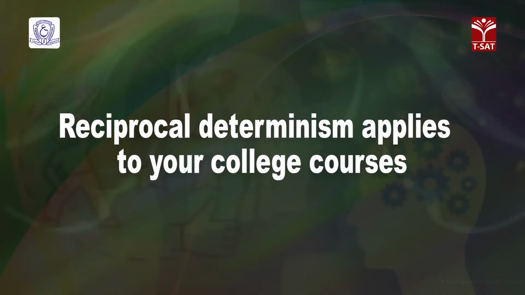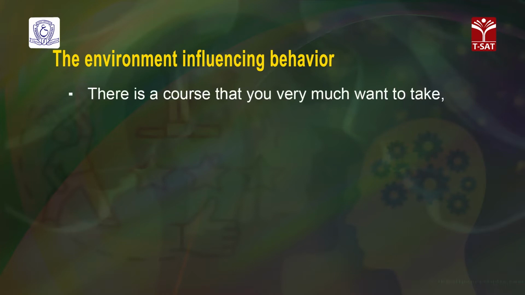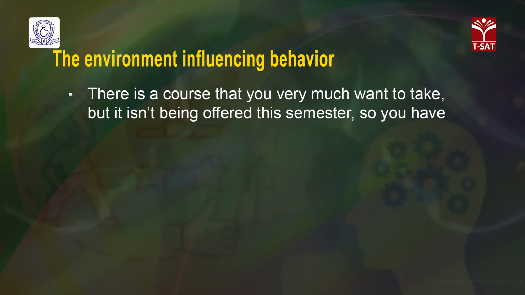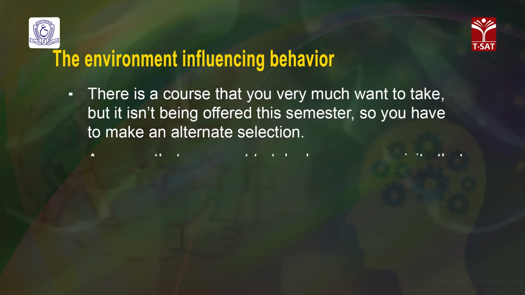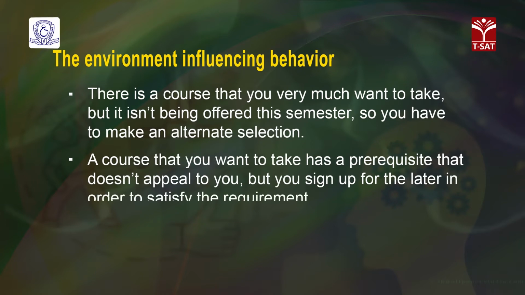Let us consider how reciprocal determinism applies to your college courses. 1. The environment influencing behavior. There is a course that you very much want to take, but it is not being offered this semester. So, you have to make an alternative selection. A course that you want to take has a prerequisite that does not appeal to you, but you sign up for the latter in order to satisfy the requirement.